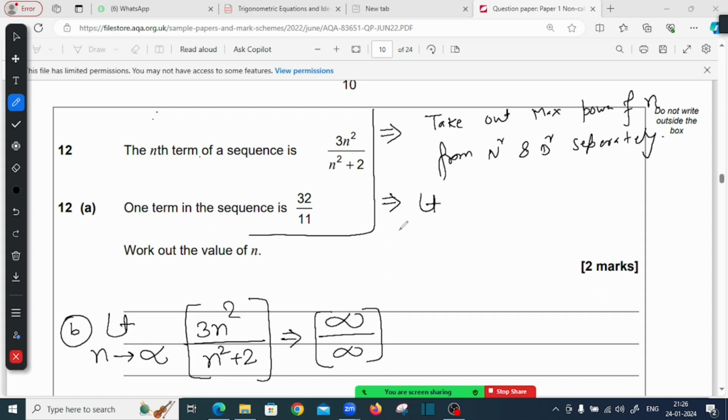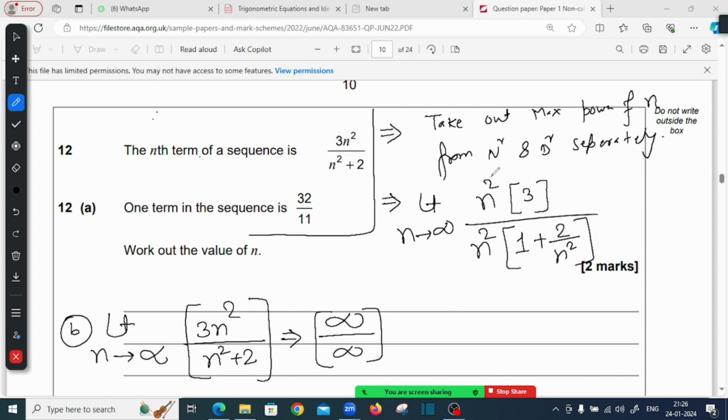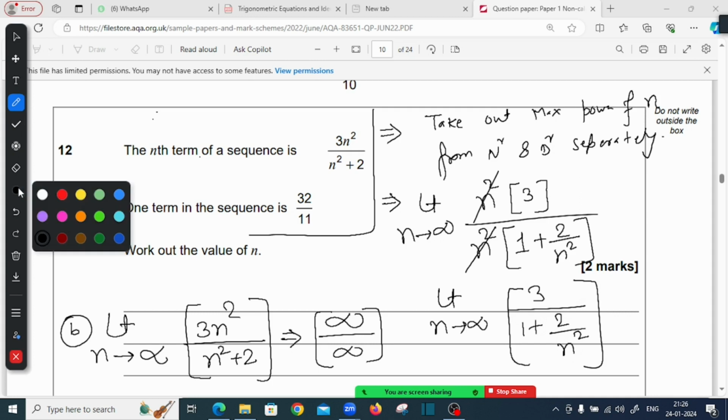So what will happen? Limit n tends to infinity. In the numerator, I have the maximum power n square, so taking it out, it will be 3 only here. In the denominator, I have the maximum power n square, so I am taking n square common, so it will be 1 plus 2 upon n square. Is it okay? Now this n square will cancel out, and you will have limit n tends to infinity 3 upon 1 plus 2 upon n square. Now put the limit and check.